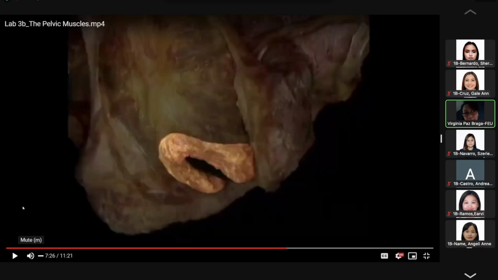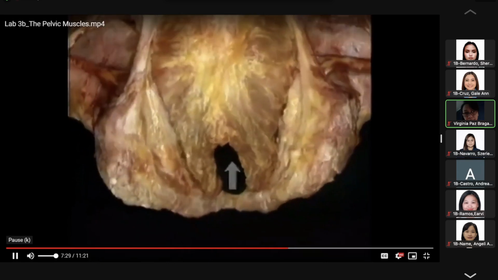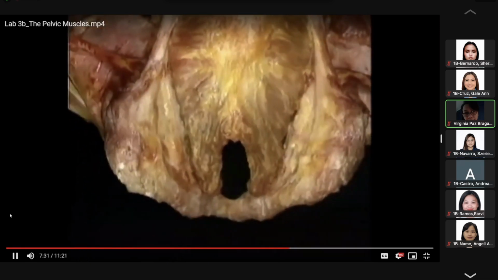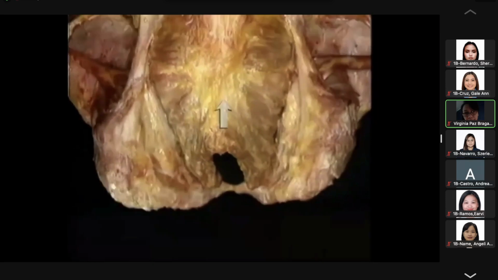Okay, thank you so much, Dr. Name. So that's why it's very important for you to understand and appreciate the pubococcygeus muscle, specifically the formation of your puborectal sling. This is in relation to the defecation process. Okay, so shall we continue? Here's the urogenital hiatus. Here's the anococcygeal ligament.